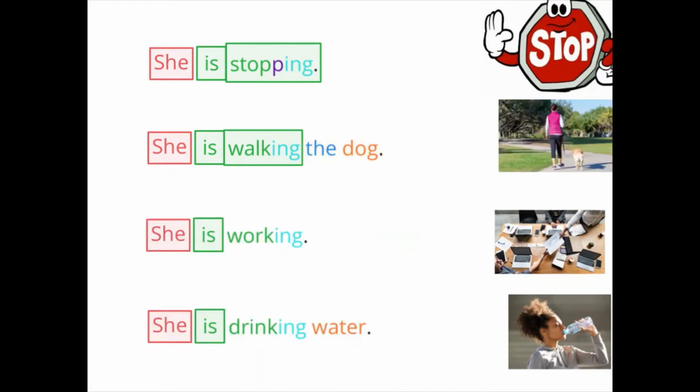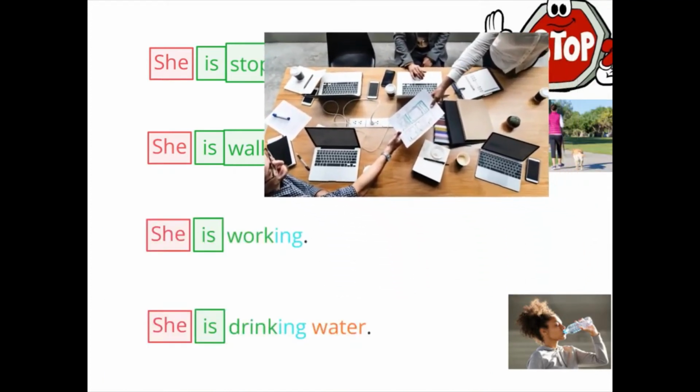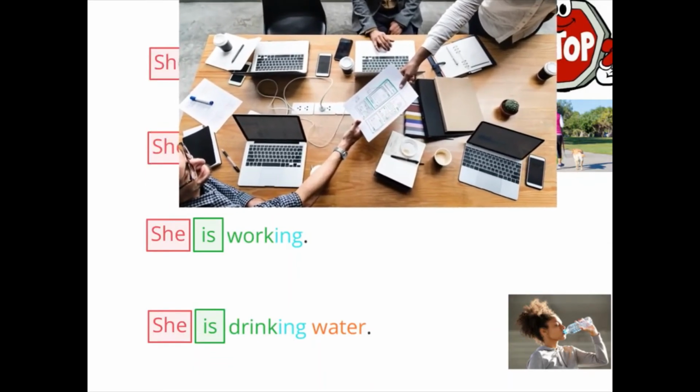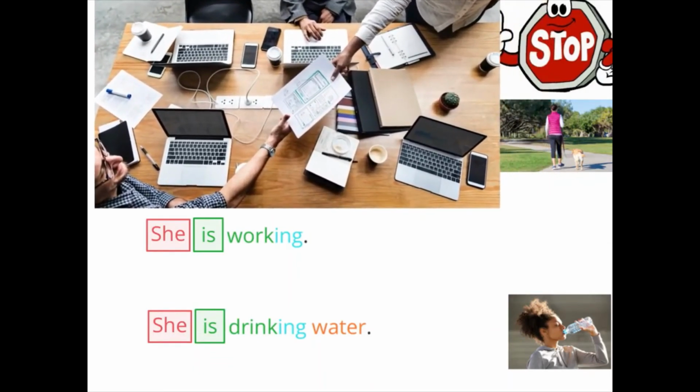Our next verb is work. These people are working. We're going to talk about one person, and it's going to be a girl because my subjects here are she, and so we have she is working. So the verb is work, and then we add ing, working. And is working is the whole verb. She is working.